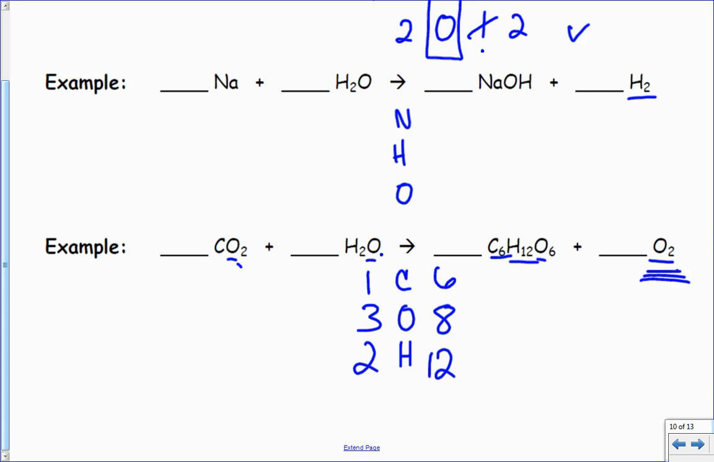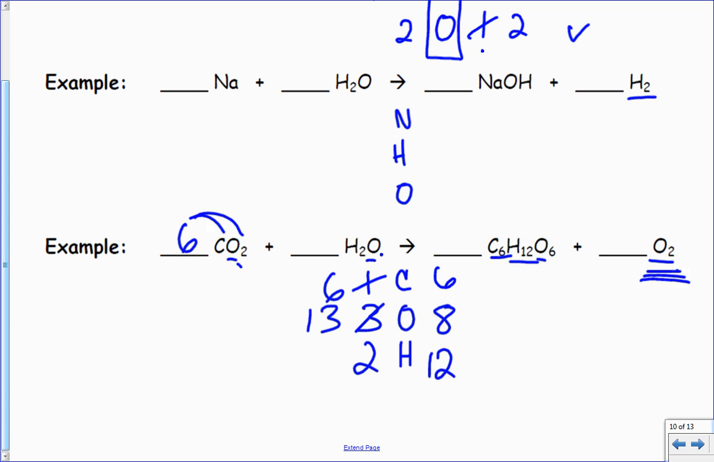So let's do carbon first. What am I going to multiply 1 by to get to 6? Well, I need to multiply it by 6. Let's reevaluate. I have 6 carbons now. Now I have 12 plus 1 oxygen is 13. Okay, see how we did that? I have 6 times 2 is 12, plus this one other one over here is 13.